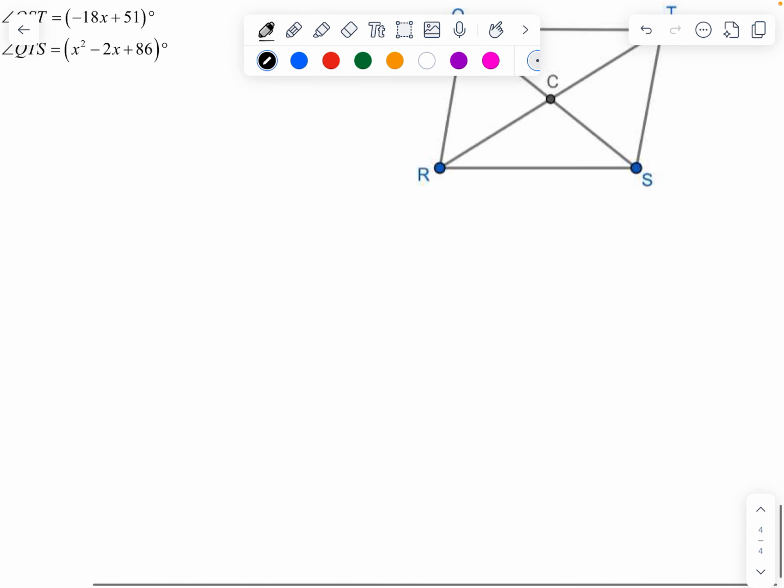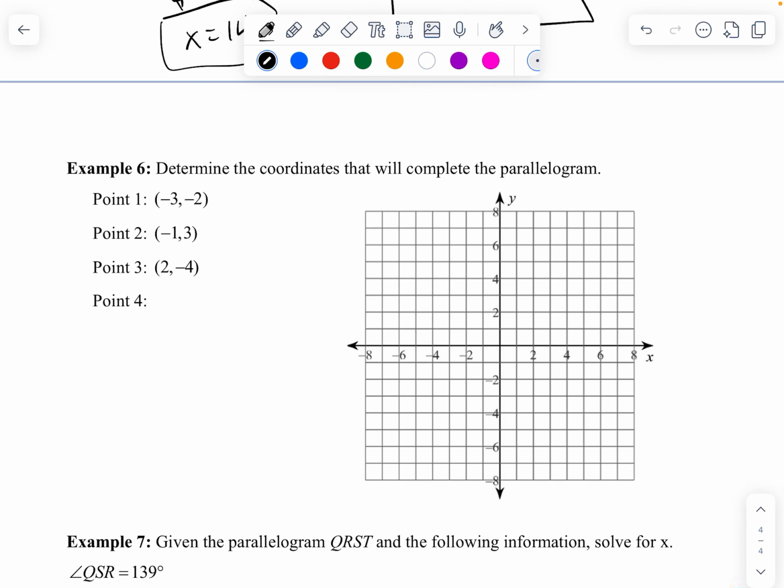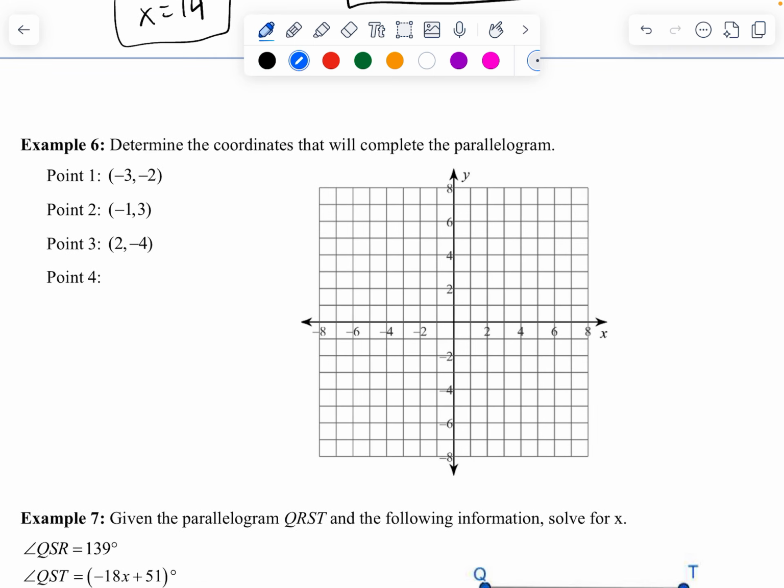Whew. Back page. Last examples. This is the last you'll see of anything and everything parallelograms. Okay, so first thing, I'm going to label these to make it really easy to tell what's going to happen to our next point here. So we have point A, -3, -2. All right, point B is -1, 3. All right, point C is 2, -4. And point D is the thing we're trying to find.